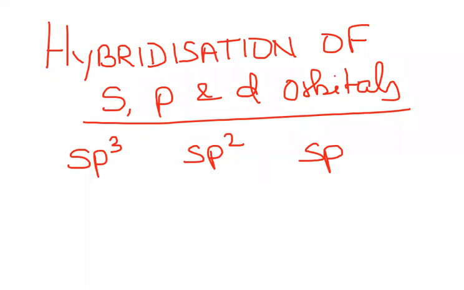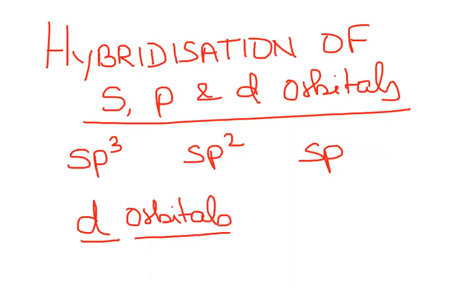Now you also have to do the hybridization involving the d orbitals. When it comes to hybridization involving the d orbitals, there are two things to note here. The d orbitals are not present in second period elements. So if an element of the second period is to undergo hybridization involving the d orbitals, it doesn't, because the d orbitals are not available.